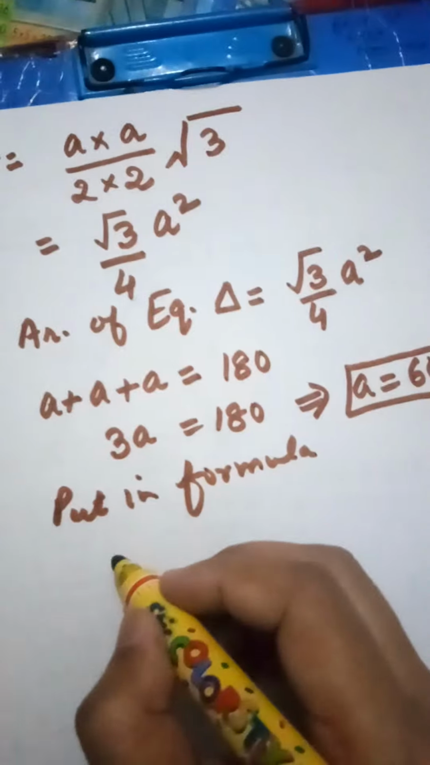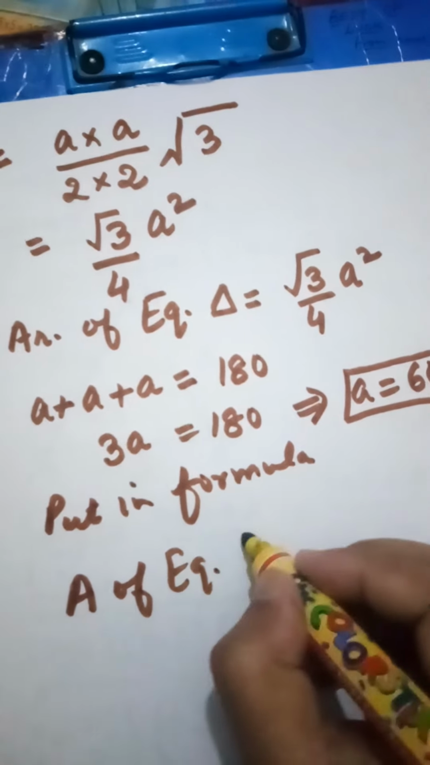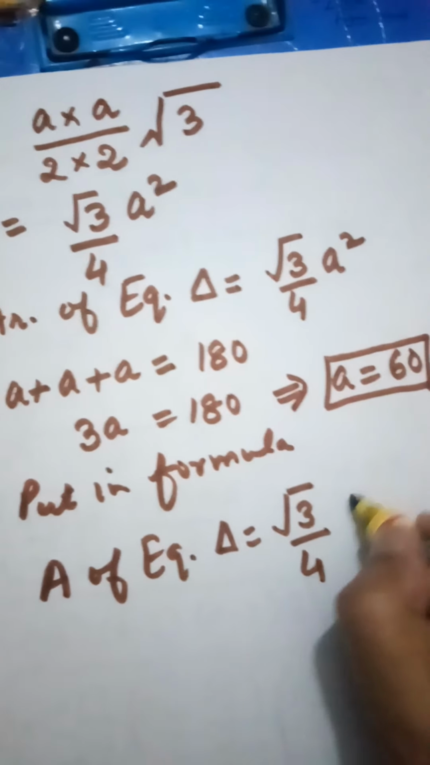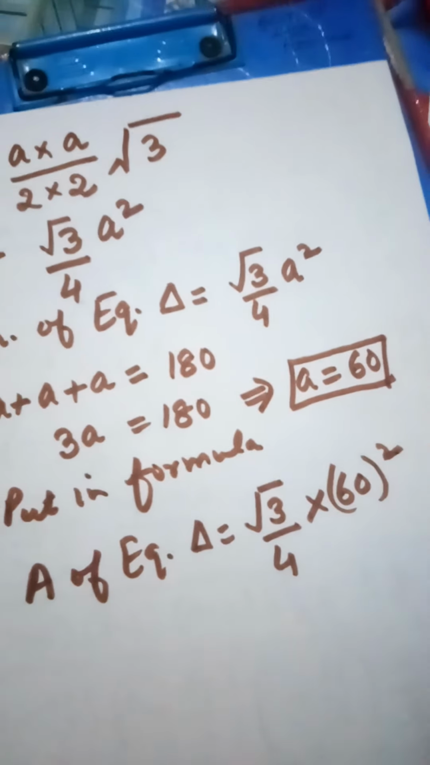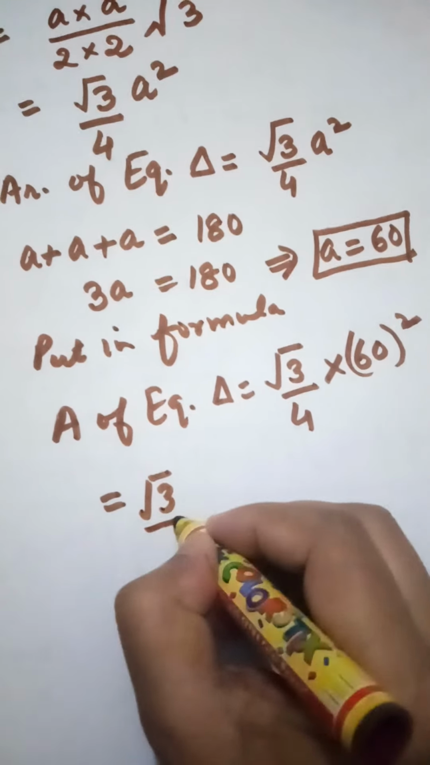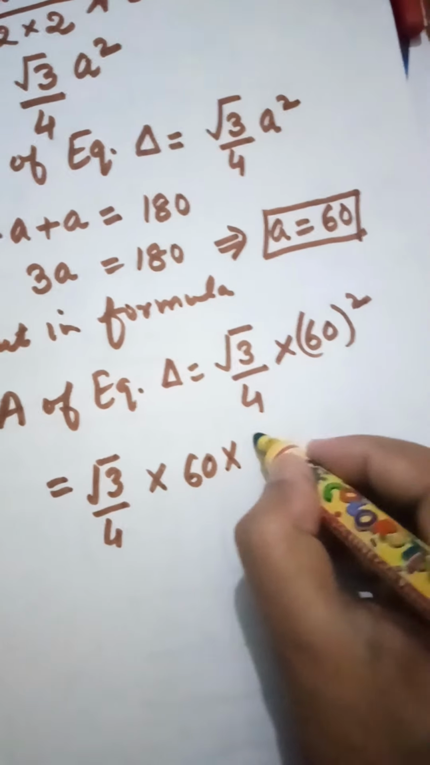So area of equilateral triangle is equal to what? Under root 3 upon 4 into a square. A square means 60 square. So if we find it, what is that equal to? If we find it, it is equal to root 3 by 4 into 60 into 60.